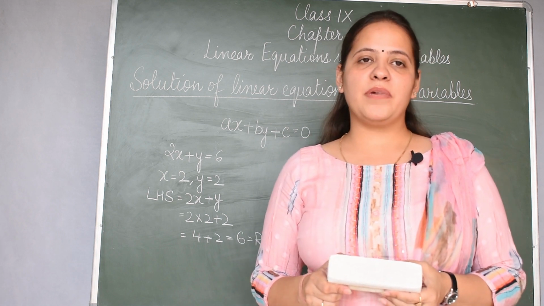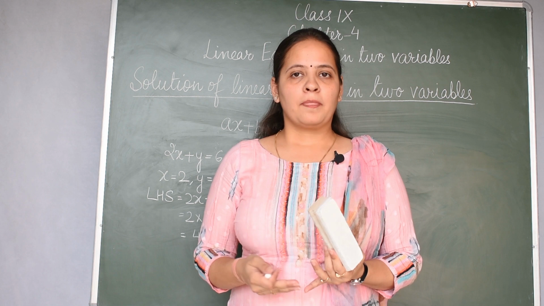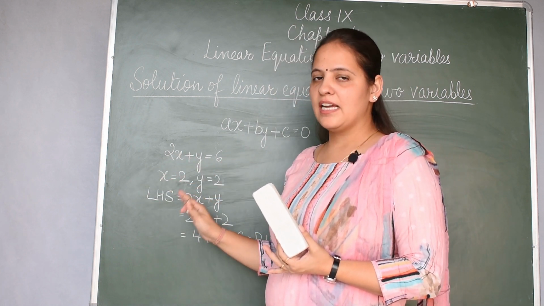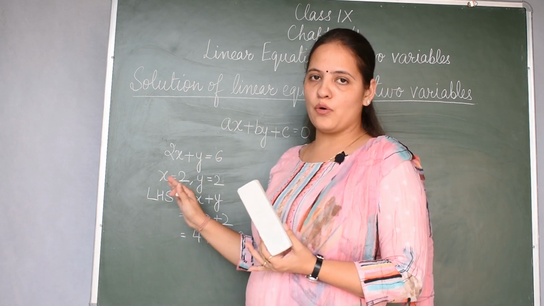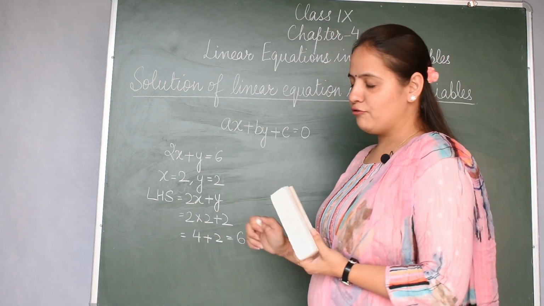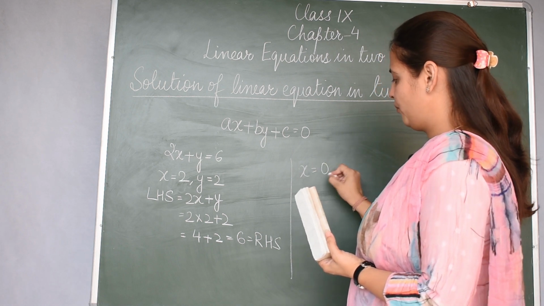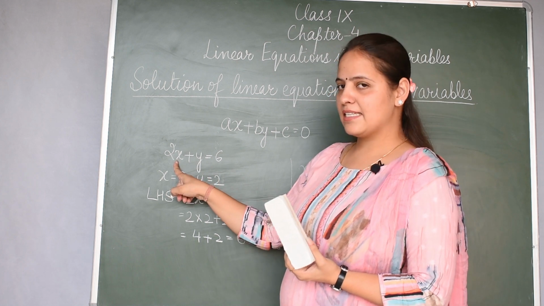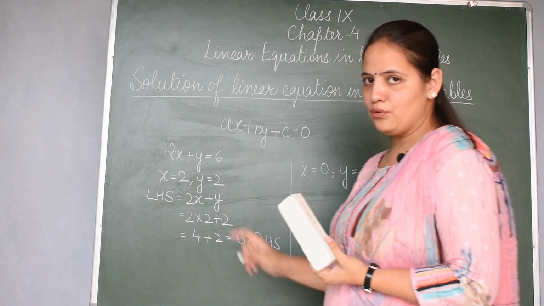What the solution basically means is the value of x and y for which the given equation is satisfied, it is known as the solution of the linear equation in two variables. Let us find more solutions for it. If I substitute x is equal to 0, then what will I get? Y is equal to 6, because x is equal to 0, so 2 into 0 is 0 plus y is equal to 6, so y is equal to 6.